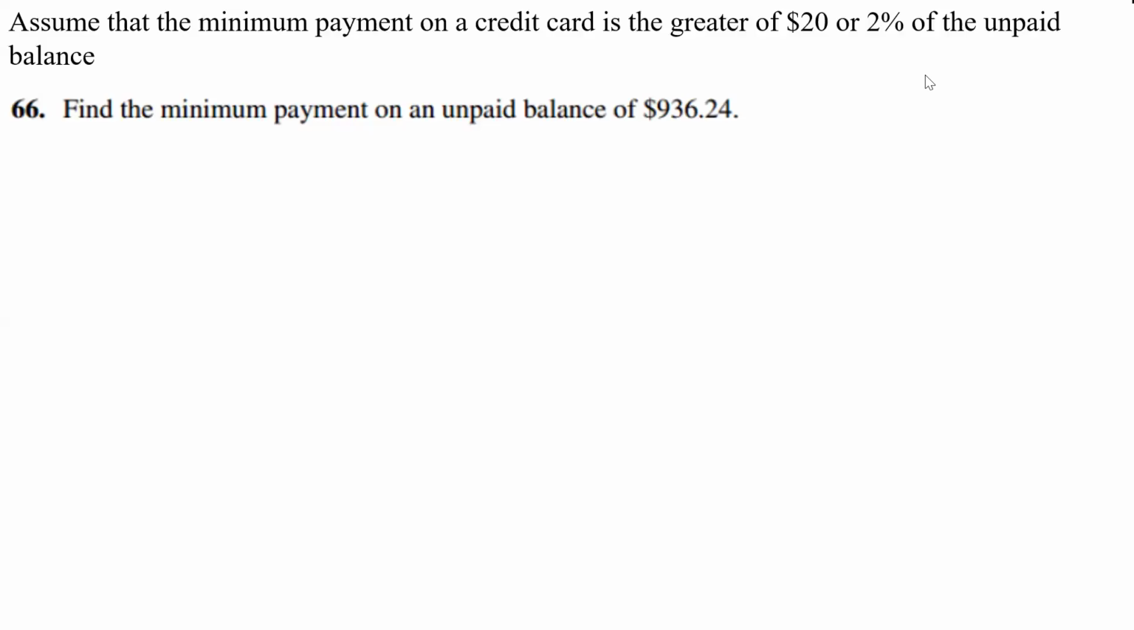All right, so here, assume the minimum payment on a credit card is the greater of $20 or 2% of the unpaid balance. So what we're supposed to do is find the minimum payment on an unpaid balance of $936.24. Well, what we have to do is take our 936.24 times 0.02, and that gives us a value, and then we compare that to the $20 and see which one's bigger.